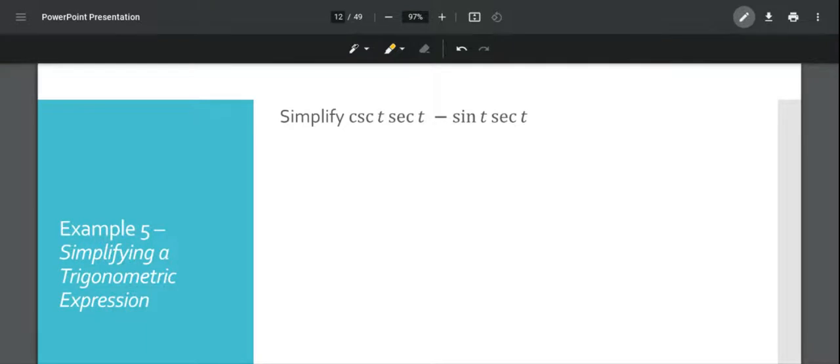All right, let's look at this one. We're not factoring, we're simplifying. So remember that first one we did when we had to simplify and we had 2 terms. We factored whatever that GCF was out of both terms. So when you look at this expression, we have a secant of t in both parts of the expression. So we're going to factor out our secant t, and then we're left with a cosecant t minus a sine t.